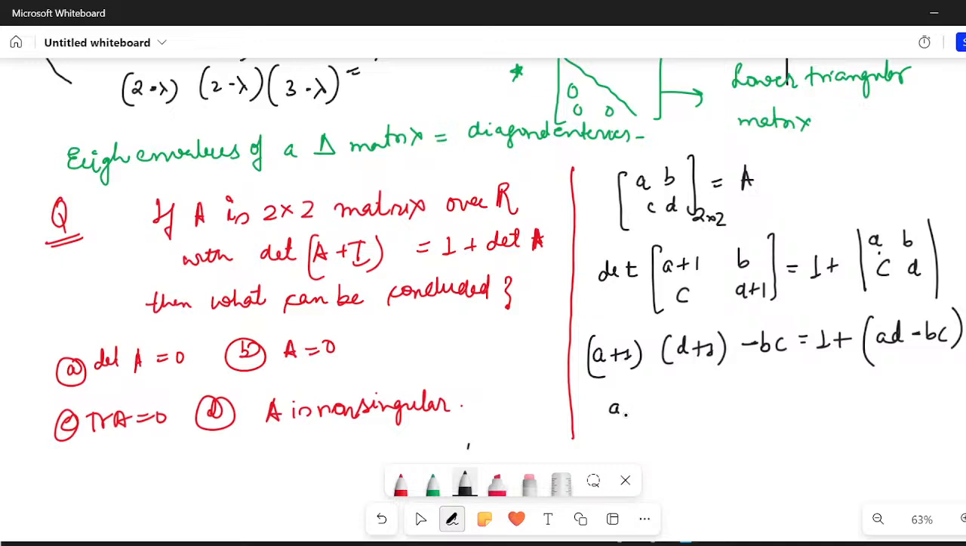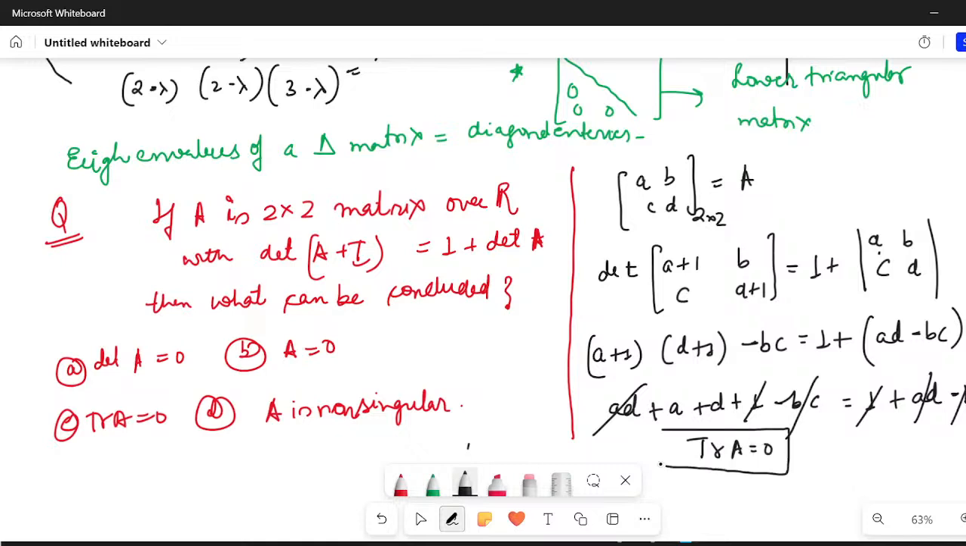Now see, ad will come here, a will come here, d will come here, and 1 will come here, and minus bc will also come here, and there you have 1 plus ad minus bc. I hope it is clear. Now minus bc cancels with minus bc, ad cancels with ad, and 1 cancels with 1. So what does it imply? It implies a plus d is equal to 0. And by the way, a plus d is nothing but the trace of A. So it necessarily implies that trace of A must be equal to 0. So option C must be correct.